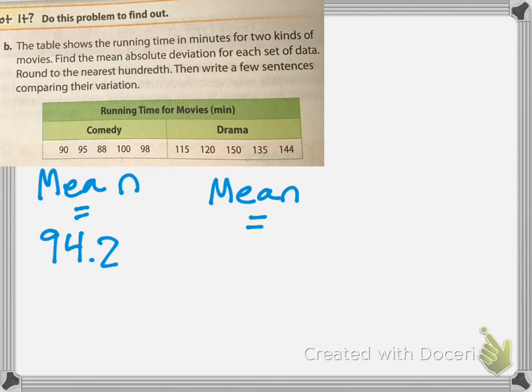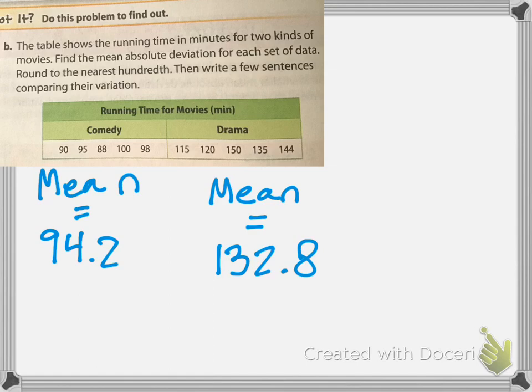So we get 115 plus 120 plus 150 plus 135 plus 144. That's 664. We divide it by 5. So the mean for this one is 132 and 8/10. So a lot of you got those answers, which is really great. So that's how we find our mean.